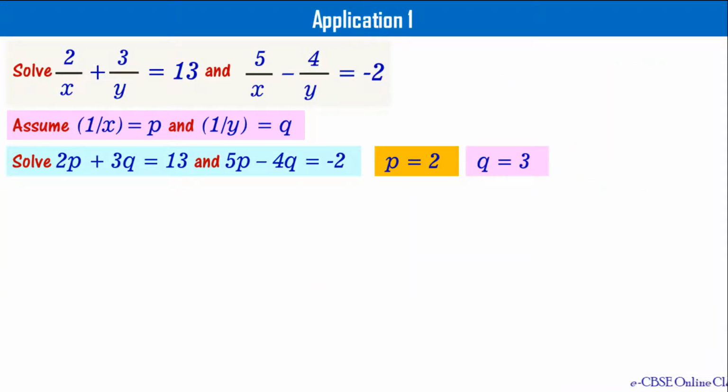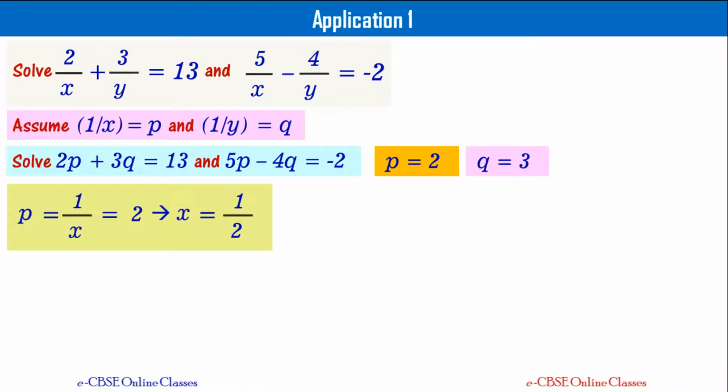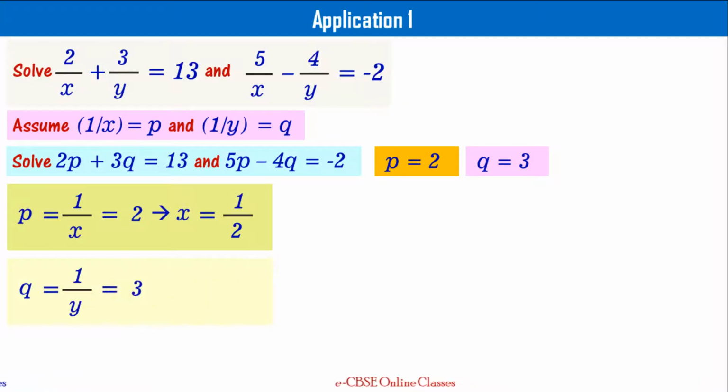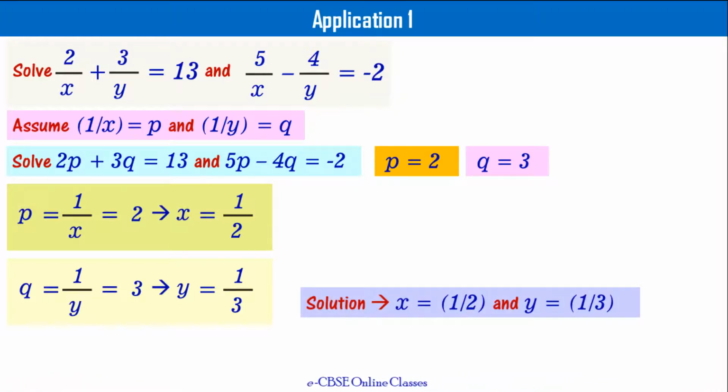Now since we know that p can be written as 1 by x, that is equal to 2, x is going to be half, right? Similarly, we know that q equal to 3, and we say that q equal to 1 by y, that is equal to 3. So it can be rearranged and written as y equal to 1 by 3, right? Now we can say that the solution to the actual equations given, that is 2 by x plus 3 by y equal to 13 and 5 by x minus 4 by y equal to minus 2, is x equal to half and y equal to 1 by 3.